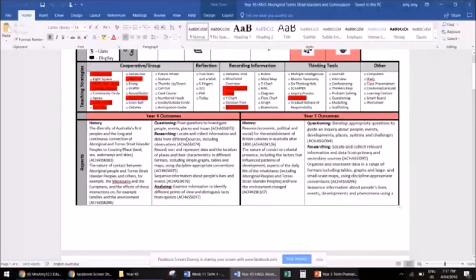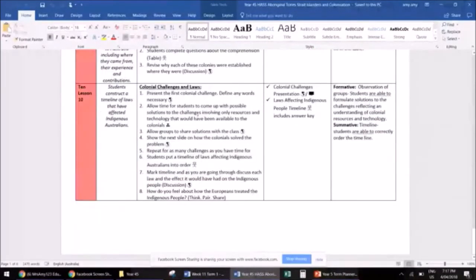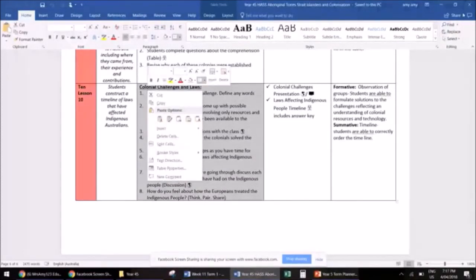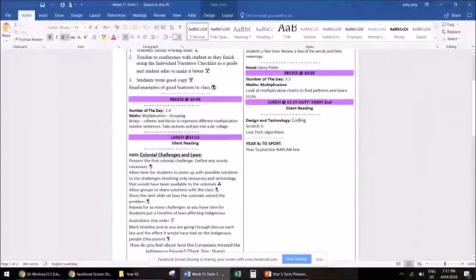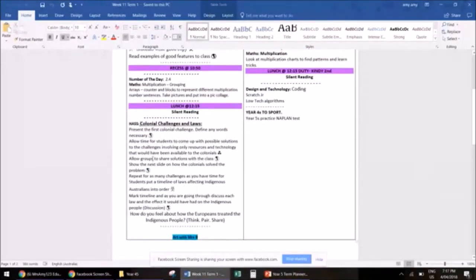So this is Year 4/5, because that's what I teach. And then I just came down to the bottom here and we're up to the last lesson. So I just copied this straight from here, right-click copy, and then brought it straight over here and pasted it onto my Monday lesson there.